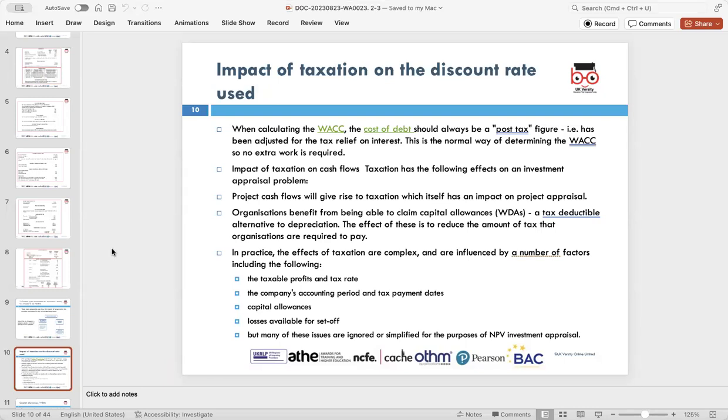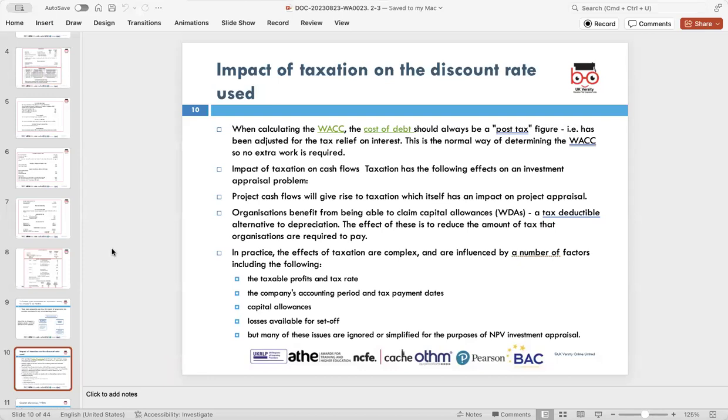So when we talk about the impact of taxation on project cash flows, taxation affects investment appraisal in several ways. Firstly, project cash flows are subject to taxation, which can influence the overall profitability of the project. Additionally, organizations can benefit from claiming capital allowances, such as writing down allowances, which provide tax relief on qualifying assets. These allowances effectively reduce the amount of tax that organizations are required to pay, thereby affecting the cash flows generated by the investment.